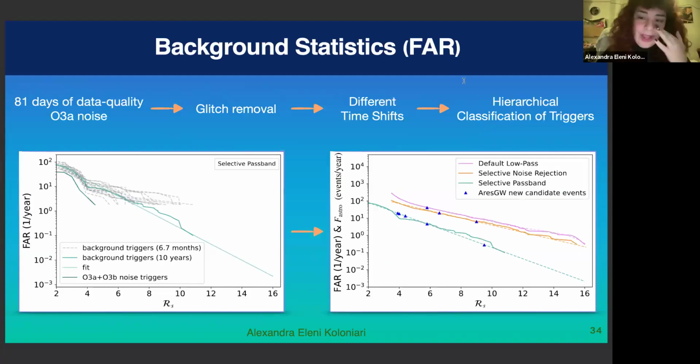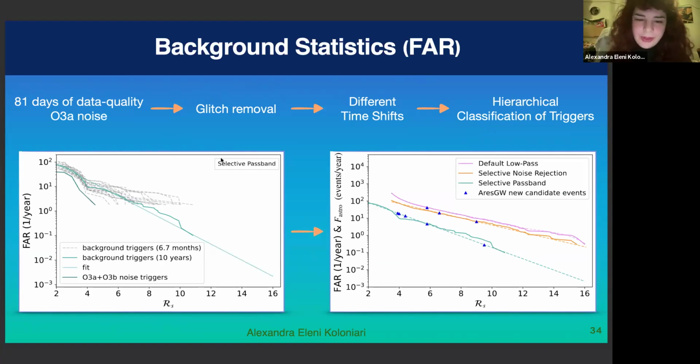We wanted to find the false alarm rate, and in order to do that, we needed to create a background. We decided that we would create a 10-year background, and in order to do that, we used 81 days of data quality O3 noise, then we did glitch removal, then we performed different time shifts, and finally we used the hierarchical classification of the triggers.